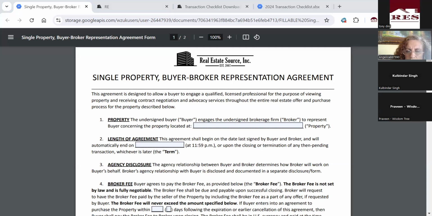Again, no giving an RPA to the buyers to fill it out. They must do it themselves.